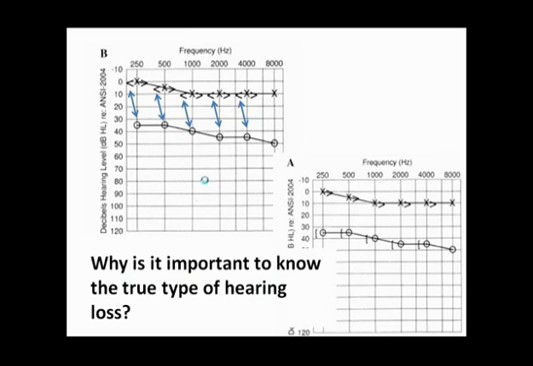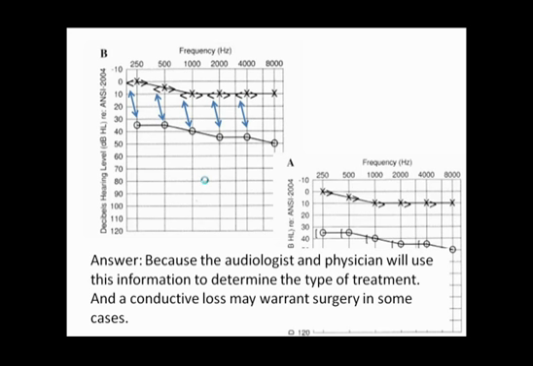So why is it important to know the true type of hearing loss? Well, we need to tell the patient if they have a hearing loss, and if they have a hearing loss, we need to provide some sort of remediation or intervention, such as hearing aids or a Baha device, possibly a cochlear implant in extreme cases. So the audiologist and physician will use this information to determine the type of treatment. And a conductive loss may warrant surgery in some cases, so we would not want to give a physician false information regarding the type of hearing loss.